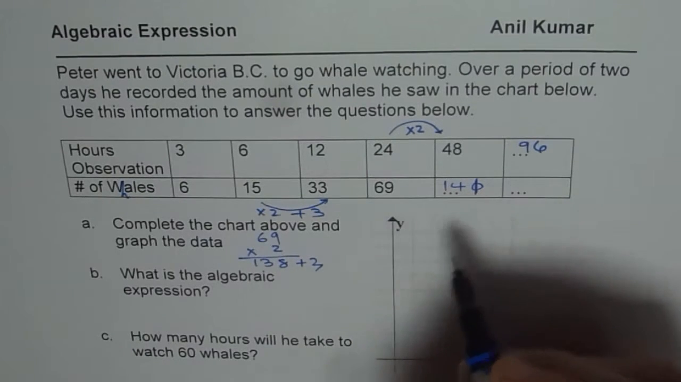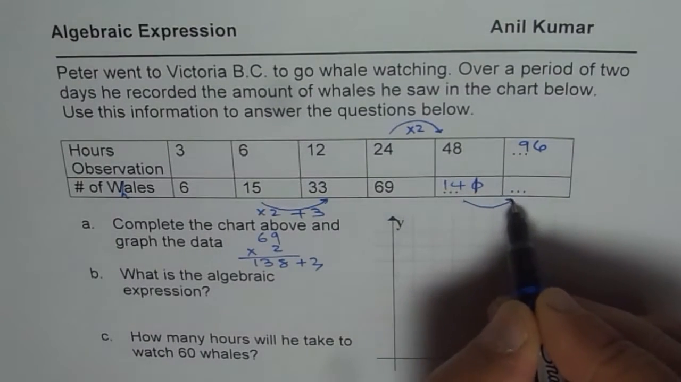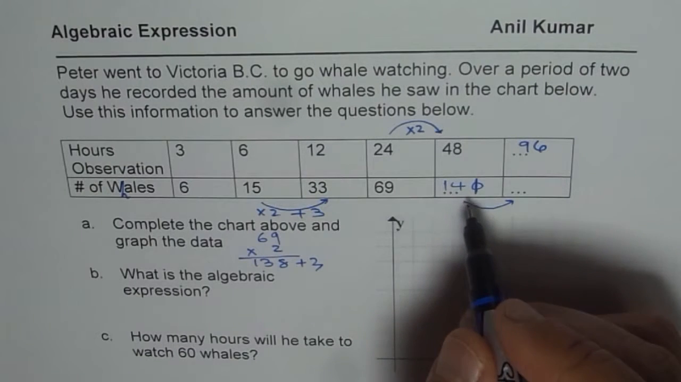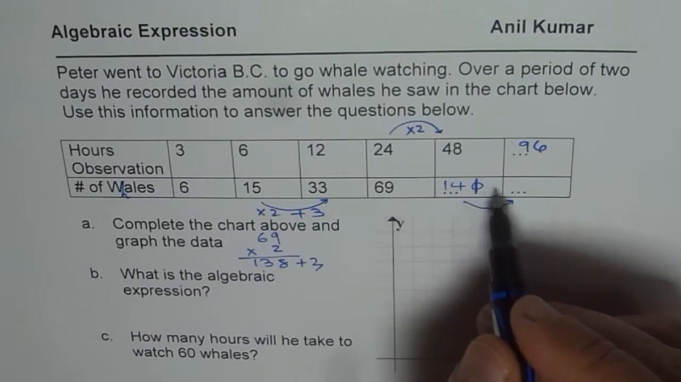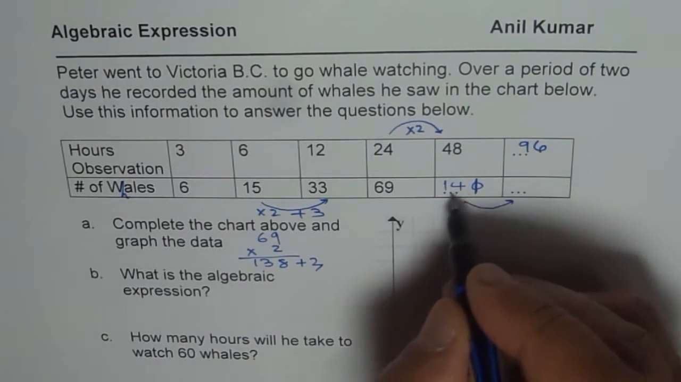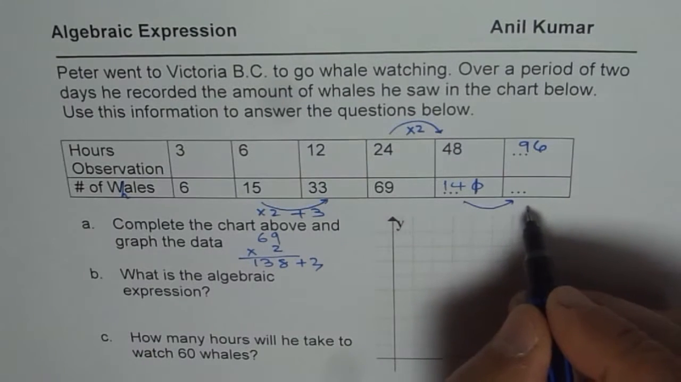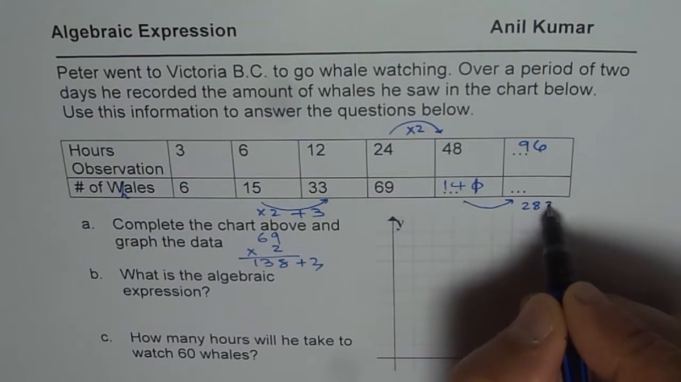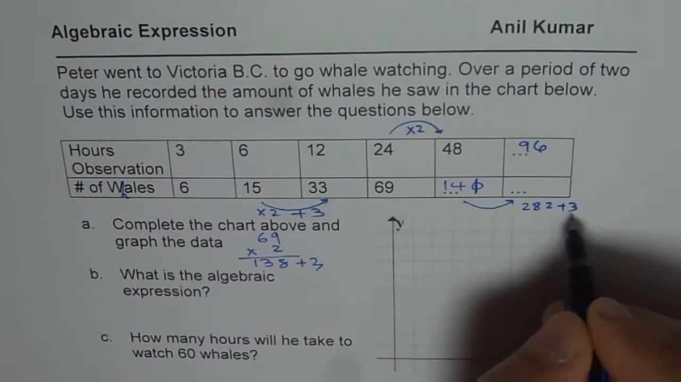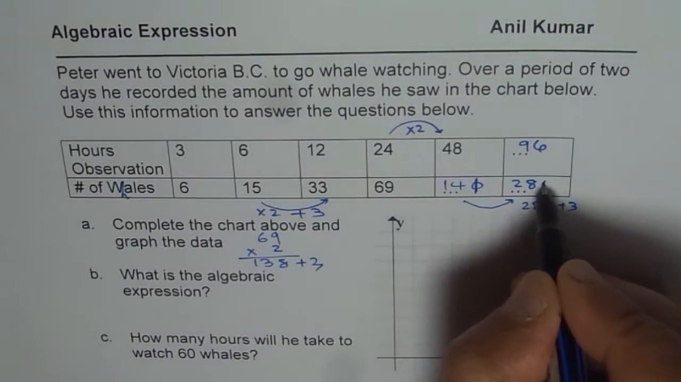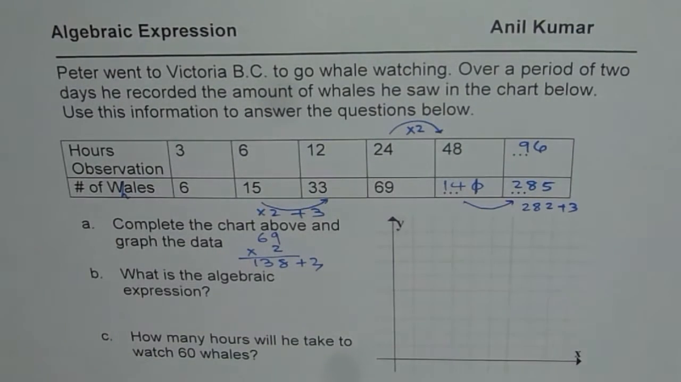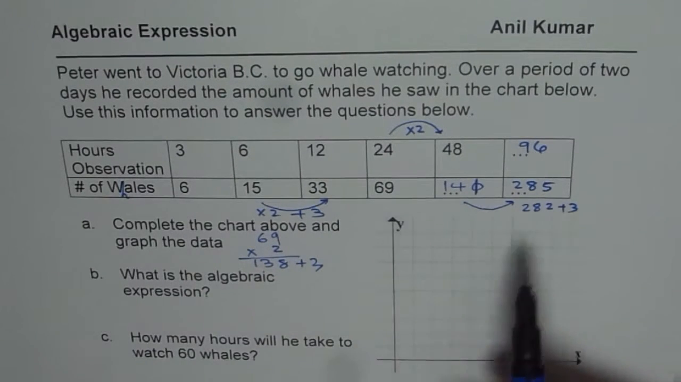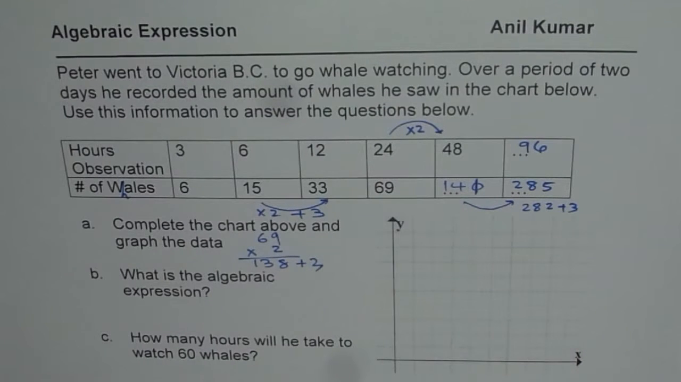Then again we apply the same strategy here. We double this number and add 3. So 141 times 2 will be 282, and when we add 3 we get 285. So these are the numbers of whales which you can see at this rate. Now these are your data points which you can place on the graph.